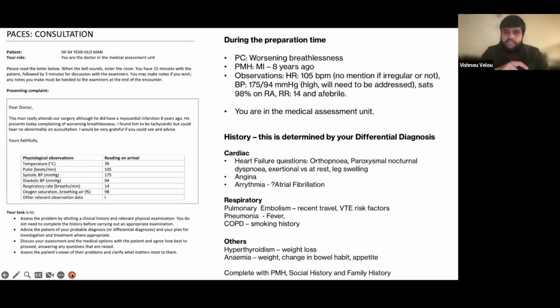They have a presenting complaint, and they will usually have some observations. Sometimes they have blood tests, but it's usually observations.